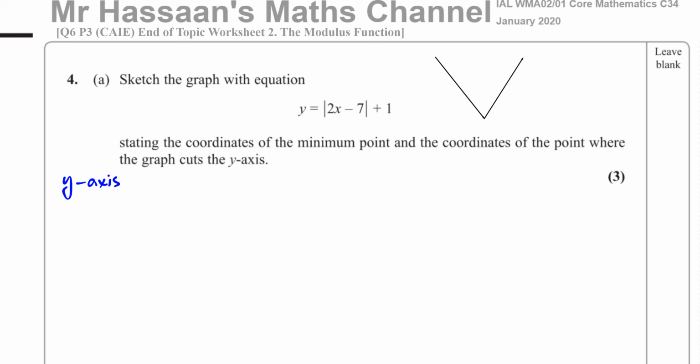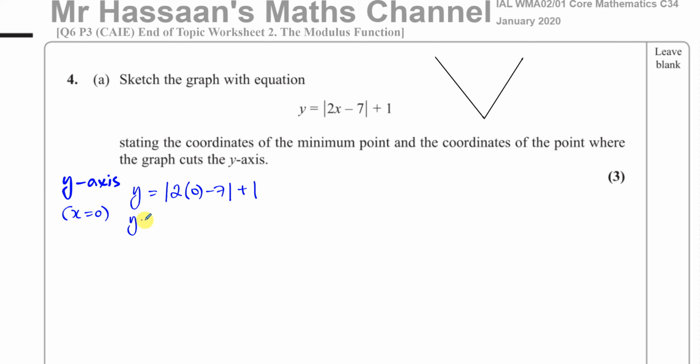A graph crosses the y-axis when x equals 0. Any graph will cross the y-axis when x equals 0. So to find the y-intercept, we're going to replace the x with 0. So y equals the modulus of 2 times 0 minus 7, plus 1.